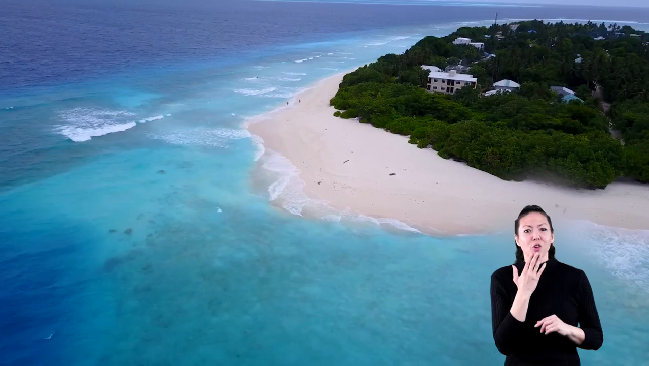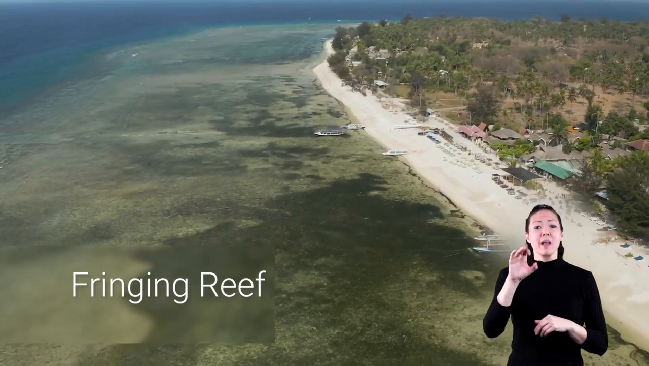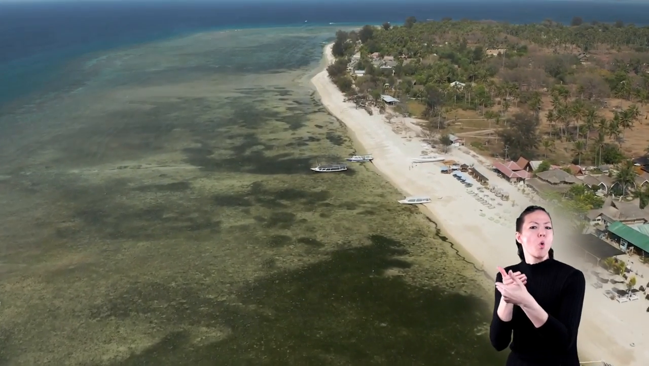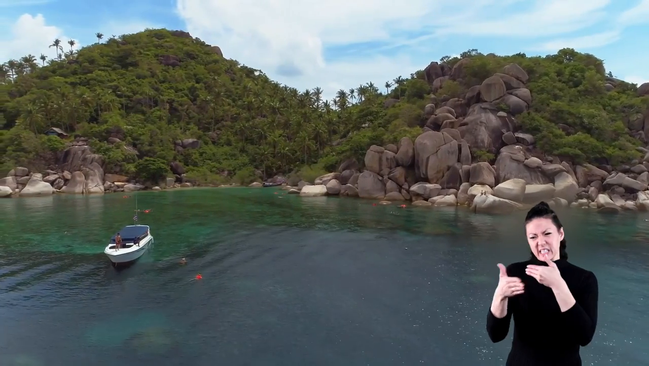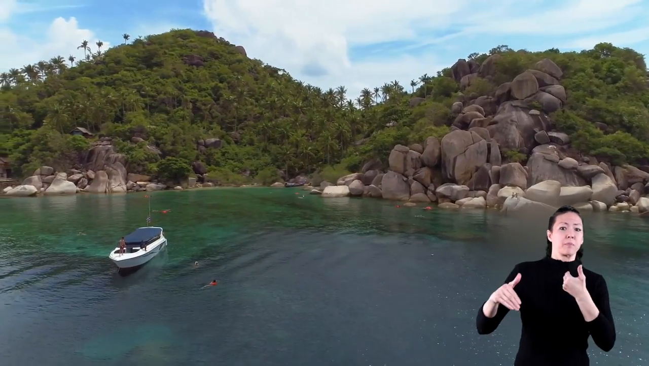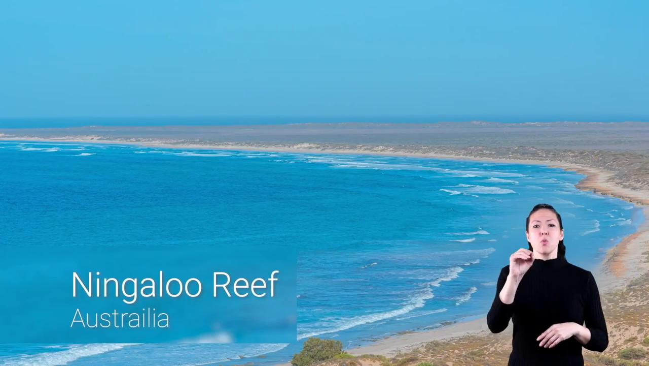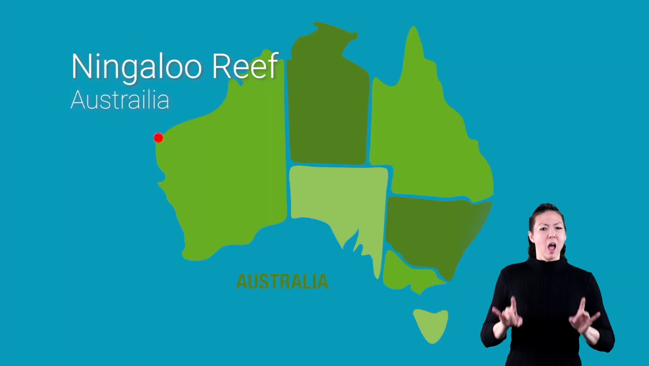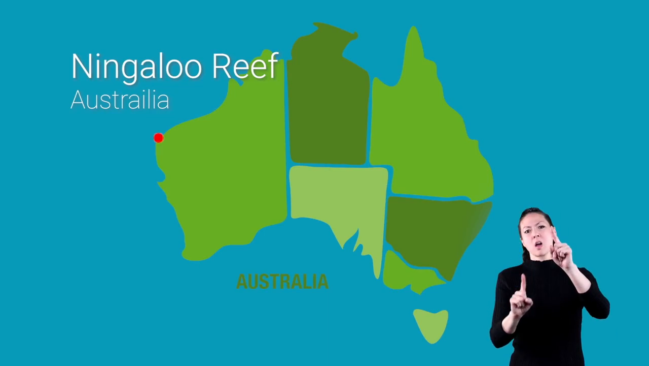Let's take a look at a few different types of reefs. Fringing reefs are the most common type of reef. They grow close to the shorelines of continents and islands. Fringing reefs can be attached to the shore or be separated from it by a narrow strip of water called a lagoon. The Ningaloo Reef is the biggest fringing reef in the world. It is located on the coast of Australia and is over 160 miles long.